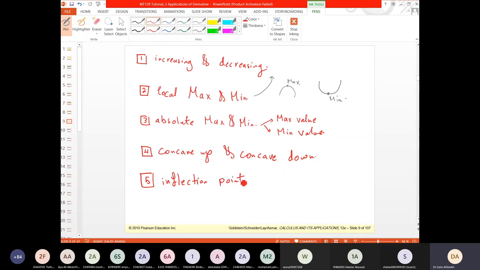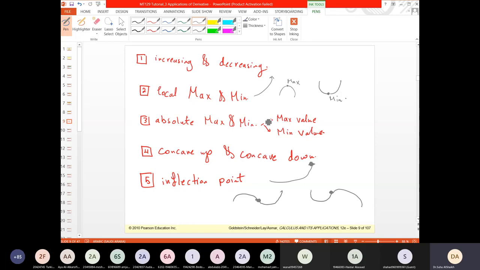And we said that the inflection point is a point related to the concavity. Concave down, then it changed to concave up, it is an inflection point. Or concave up, then it changed to concave down, it is an inflection point. Is it clear till now? These are the 5 concepts that you need to know. Is it clear?